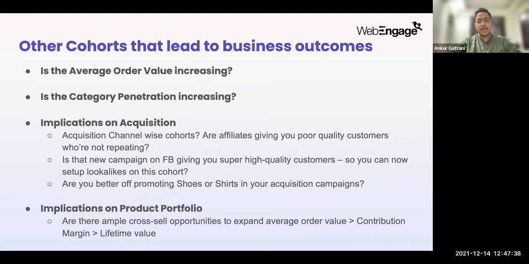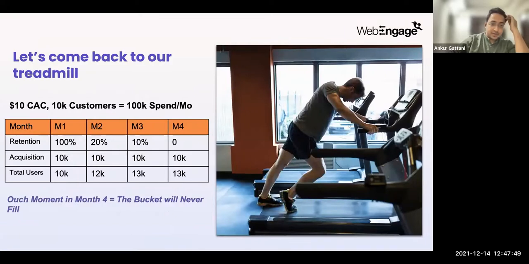So in your product category, in your ecosystem, what you can do will ultimately determine how fast and how aggressive you should play on your own Shopify playbook. Yeah. So let's come back to our treadmill.